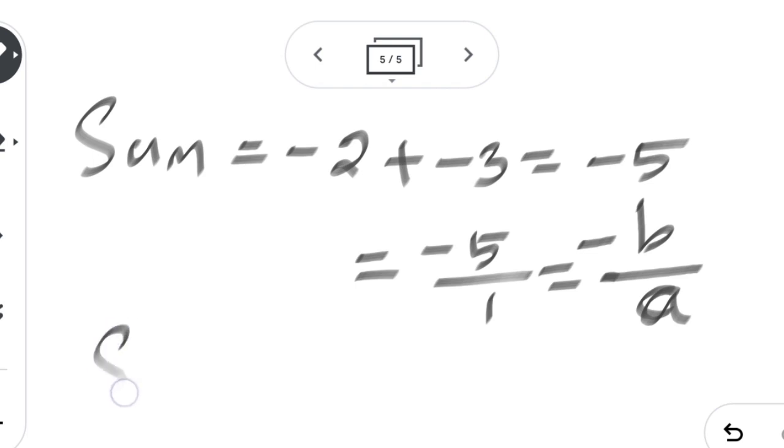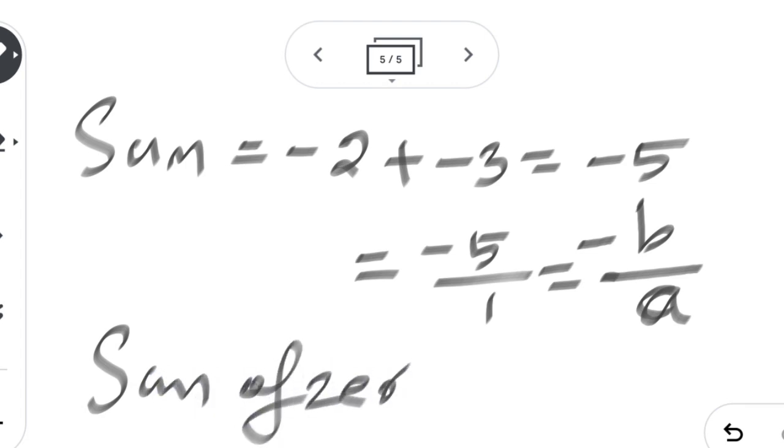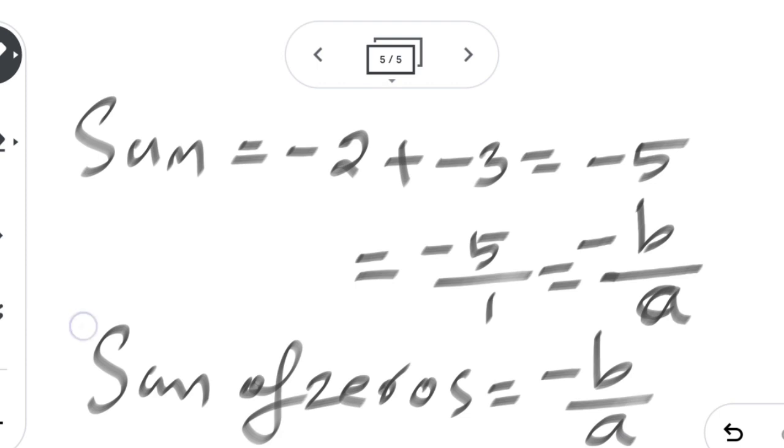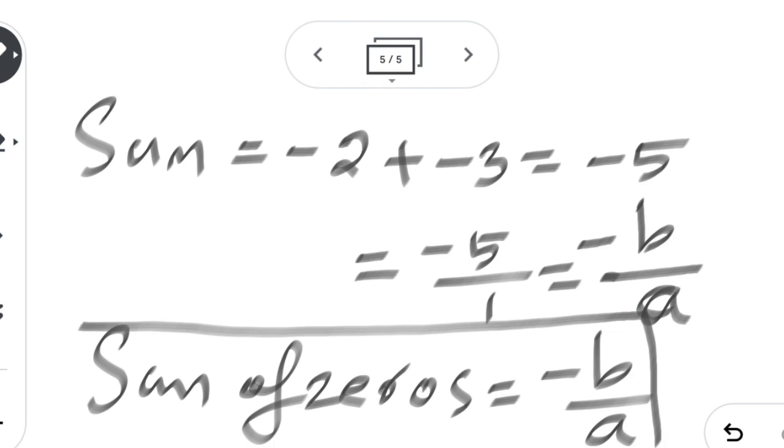This is the first relation between zeros and coefficients of a quadratic polynomial. Sum of zeros equal to minus b by a. What is b? B is the coefficient of x, and a is the coefficient of x square. Clear? Sum of zeros equal to minus b by a. This is the first relation.